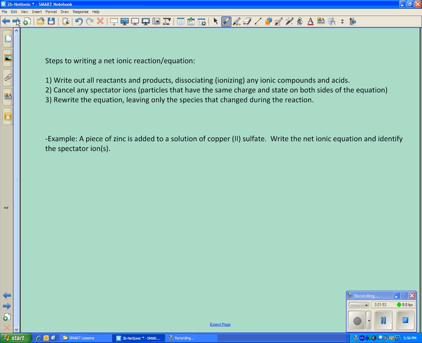In this first example, we have a piece of zinc that's added to a solution of copper 2 sulfate. We're going to write the net ionic equation and identify the spectator ion or ions. So if we have zinc and a copper 2 sulfate solution, this is a single replacement reaction that you might have seen in Science 10. So solid zinc plus copper sulfate, and as a single replacement reaction, we would end up with solid copper and a zinc sulfate solution.